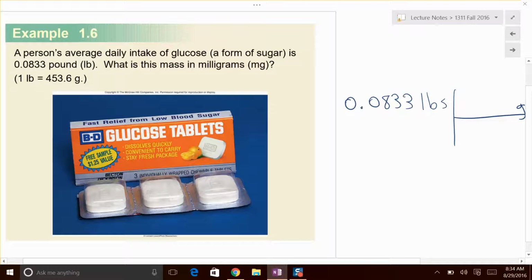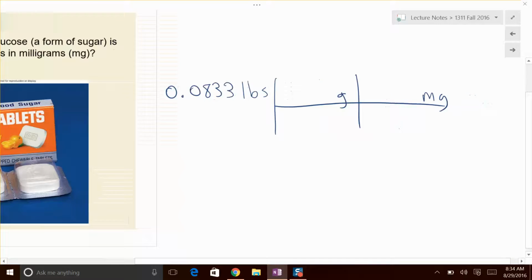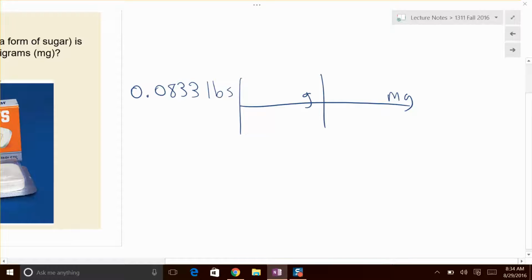Okay? So, that's the process. I set it up like this. Pounds to grams to milligrams. I know the process I want to follow. What unit do I have to put down here to accomplish this conversion? I have to put pounds down there because I have to get rid of the pounds, right? They have to cancel out. What unit's going to go here? Grams. I have to get rid of the grams to go from grams to milligrams. Okay?